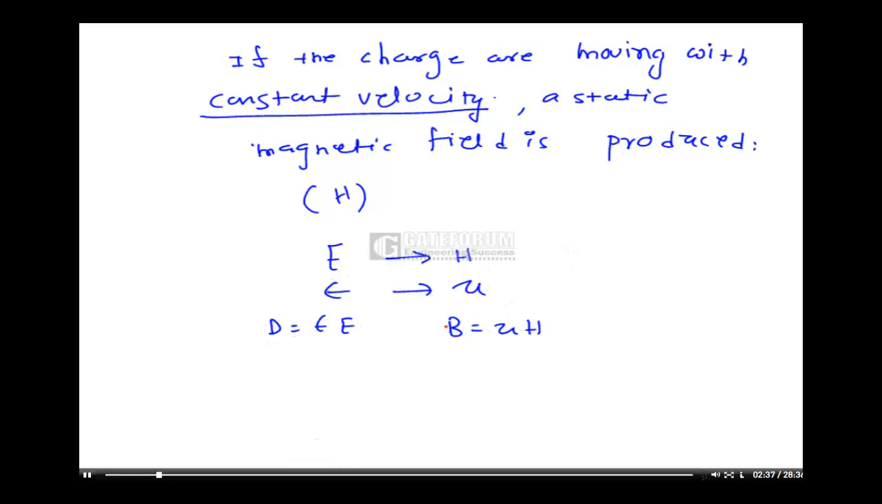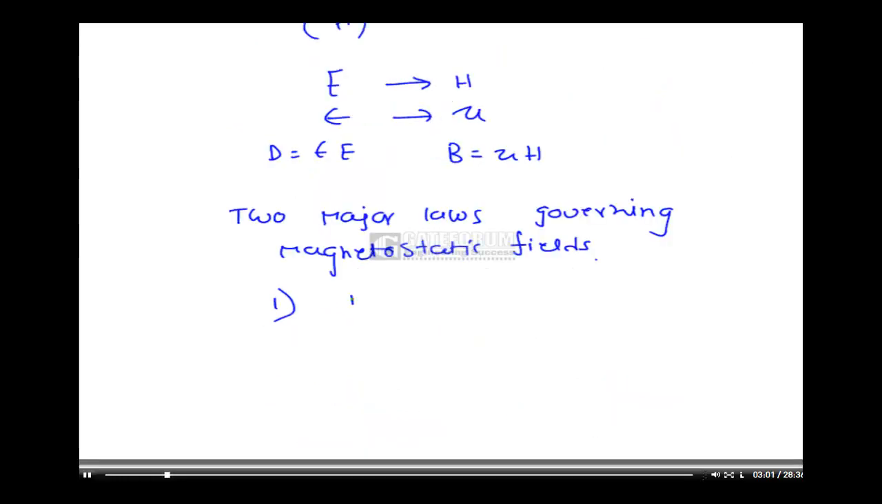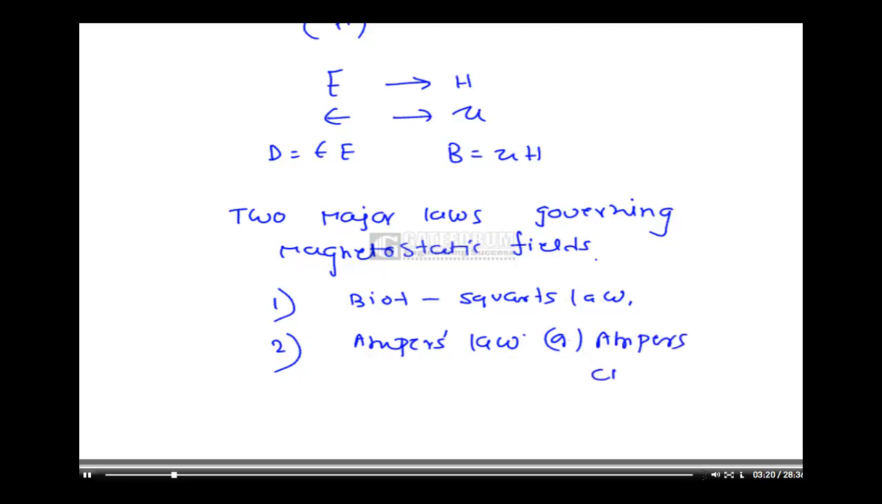Similar to electrostatics, where we have discussed Coulomb's law and Gauss law for the analysis of electrostatic fields, here also two major laws govern magnetostatic fields. The first one is Biot-Savart's law, and the second one is Ampere's law, or Ampere's circuit law. Generally this Ampere's circuit law is used in problems involving symmetrical current distributions. So we will discuss these two laws.